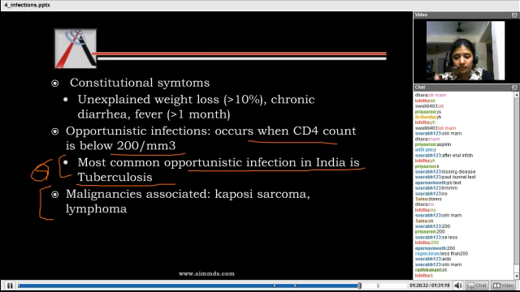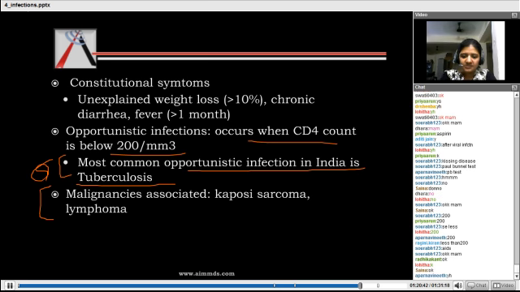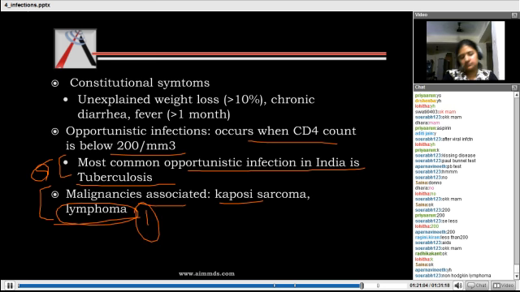Are you guys able to follow me? Are you understanding the difference in the question? If it is India, only then tuberculosis will be the answer. In the rest of the world, it is candidiasis. If it is fungal infection, it is candidiasis. If it is bacterial infection, it will be tuberculosis. And the most common associated malignancy will be Kaposi sarcoma or lymphoma. Recent MCQs suggest lymphoma, an option even before Kaposi's in the recent MCQs.